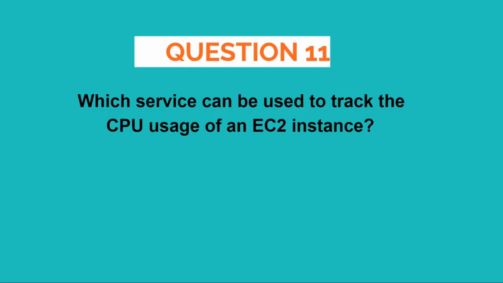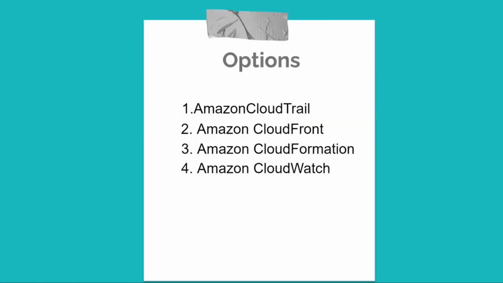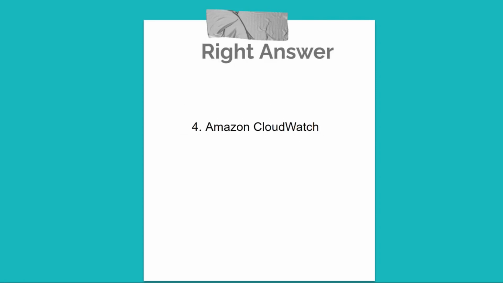Question. Which service can be used to track the CPU usage of an EC2 instance? Option 1. Amazon CloudTrail. 2. Amazon CloudFront. 3. Amazon CloudFormation. 4. Amazon CloudWatch. Right answer is 4. Amazon CloudWatch.